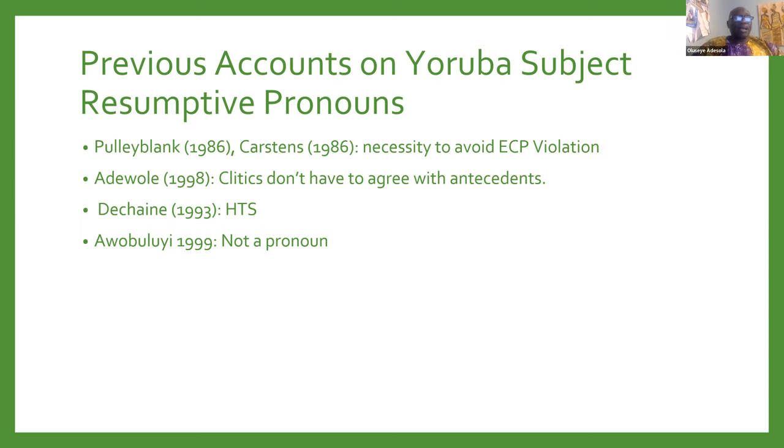An analysis that's a little bit related to that, but not exactly the same thing, is found in Adewale, 1998, claiming that there's no problem with that. The only issue is that clitics in general are not required to agree with the antecedent, and that's why Yoruba has a non-agreeing resumptive pronoun in that position. And for Déchaine, 1993, the non-agreeing resumptive pronoun is just like the eight-tone syllable that is used to mark non-featured tenses in the language. And for Awobuluyi in 1999, it's actually not a pronoun, it's just an adverb that is used in the language.